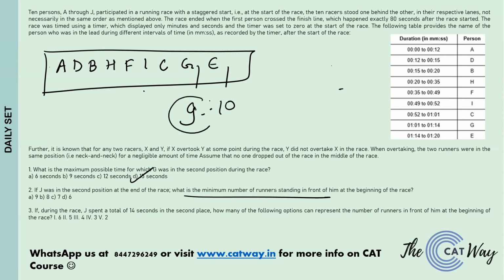Now, what is the minimum number of runners standing in front of him? For the minimum number of runners standing in front, we will take the standing rank to be ninth. That means 8 people were already there ahead of him. So the correct answer is option B, 8. Okay, chalo. We will move to the third question now.